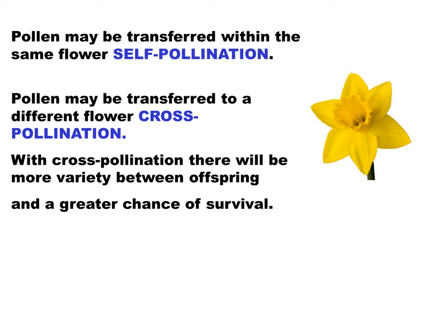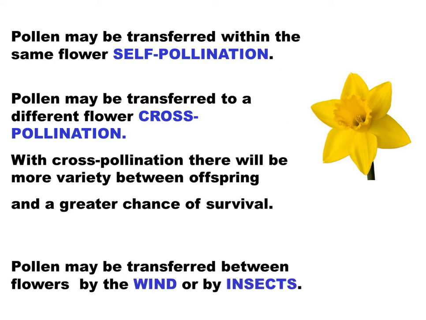So pollen may be transferred within the same flower, which is where it self-pollinates, or pollen can be transferred to a different flower, which is called cross-pollination. With cross-pollination, there will be a variety between the offspring and a greater chance of survival. So cross-pollination is actually slightly better for survival and variation. Pollen may be transferred between flowers by the wind or by insects.